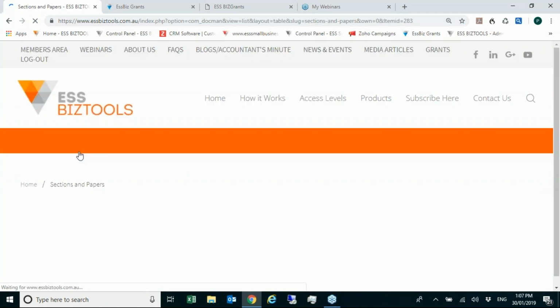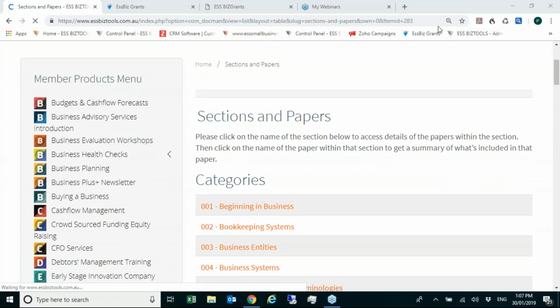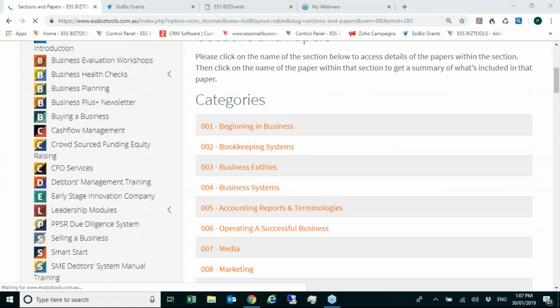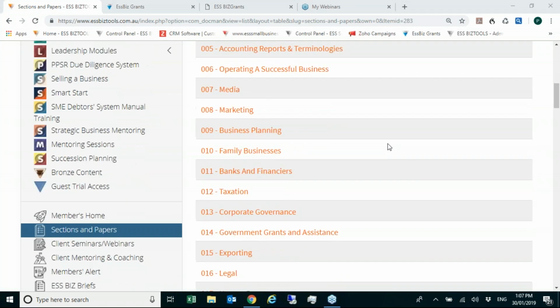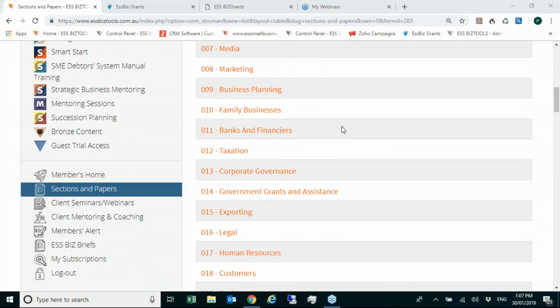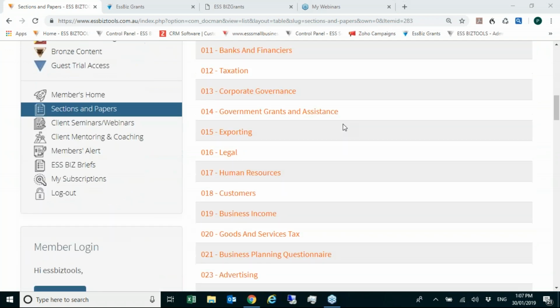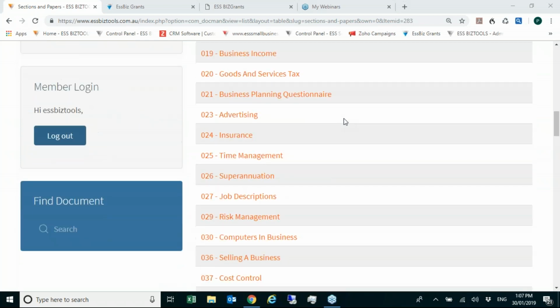This is where we originally started. Originally, we wrote a series of articles. I'll just move that out the way. And there are 69 sections within ESS BIZTOOLS, and they're numbered from 1001 through up to 495. So they're obviously not all being used. They're reserved basically for articles targeted at small and medium enterprises. There's 580 odd articles in this area.